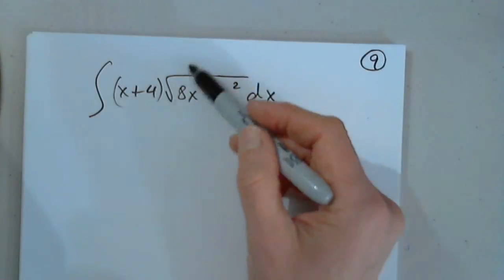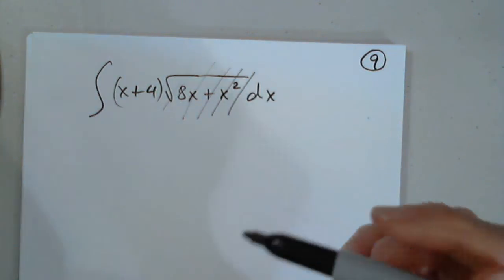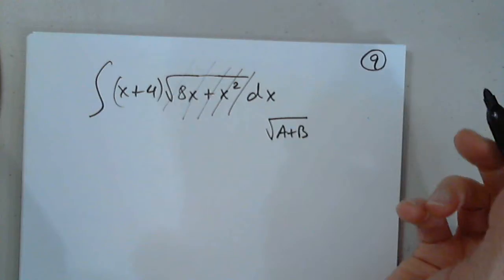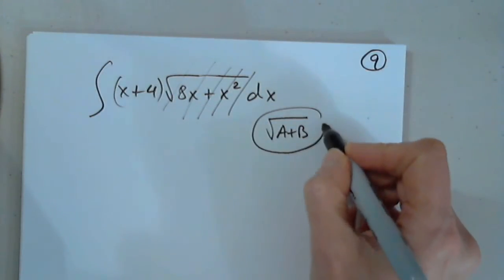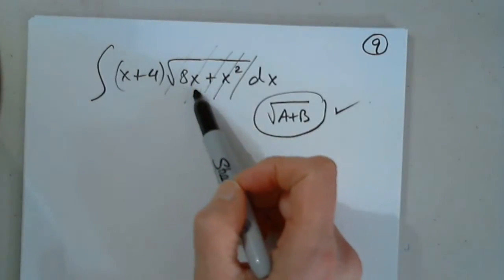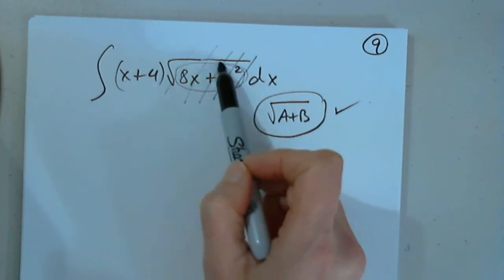So, see, this is my problem. Because the square root of a plus b cannot be simplified. This is it. Carved in stone. No one can do anything to it. So, I would like to work on this piece.